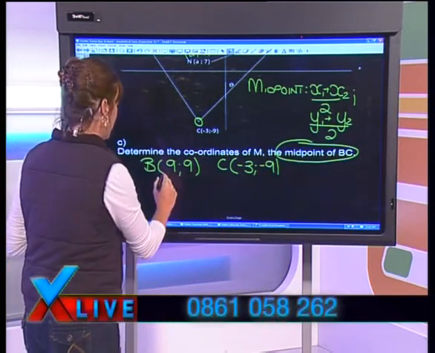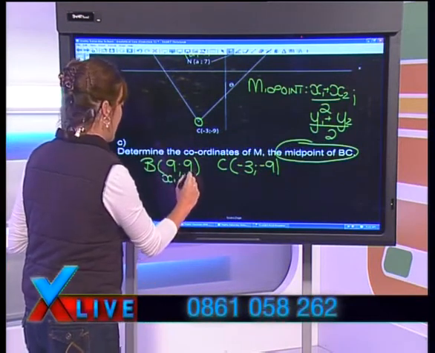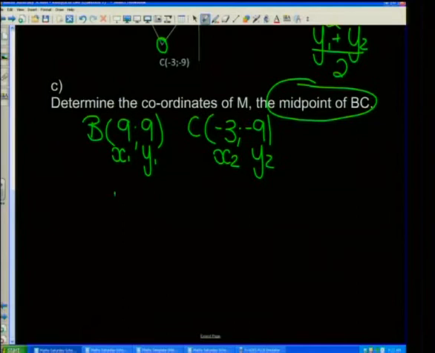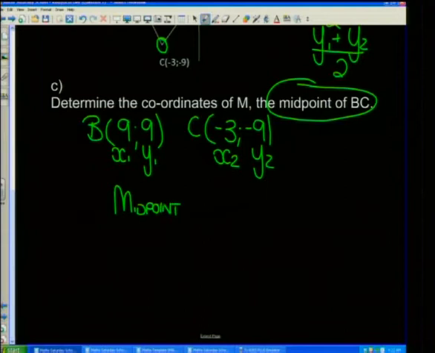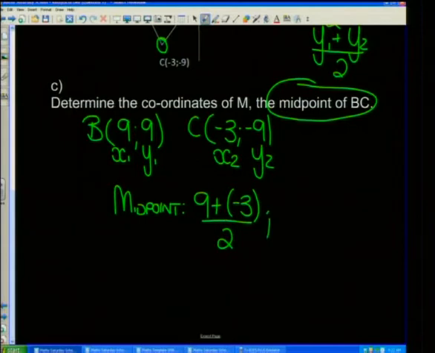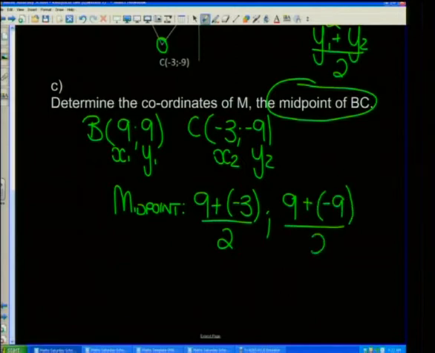Right, so let's do that. This one over here is going to be our x1 and our y1, and we've got our x2 and our y2, to find our midpoint. x1, which is 9, plus x2, which is -3, divided by 2, and y1, which is 9, plus y2, which is -9, and again we're dividing by 2.